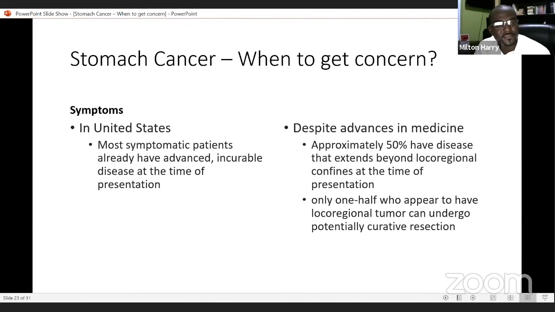More facts to bear in mind: in the United States, most symptomatic patients already have advanced, incurable disease at the time of presentation. Approximately 50% have disease that extends beyond the stomach and the lymph nodes around the stomach. And of these 50%, only half, who appear to have confined disease, can undergo curative resection, meaning we can resect all the cancer cells and have no evidence of residual cancer.